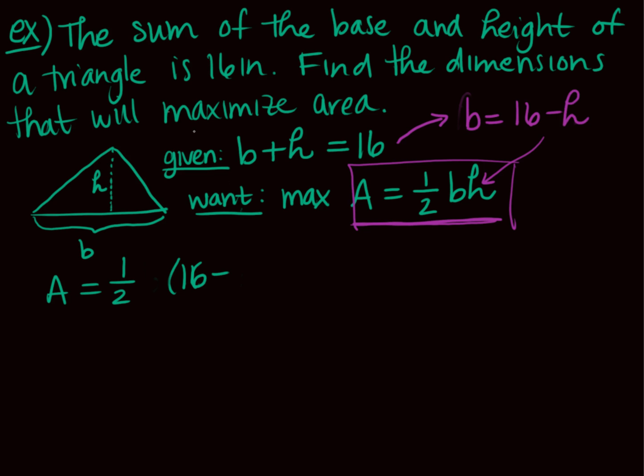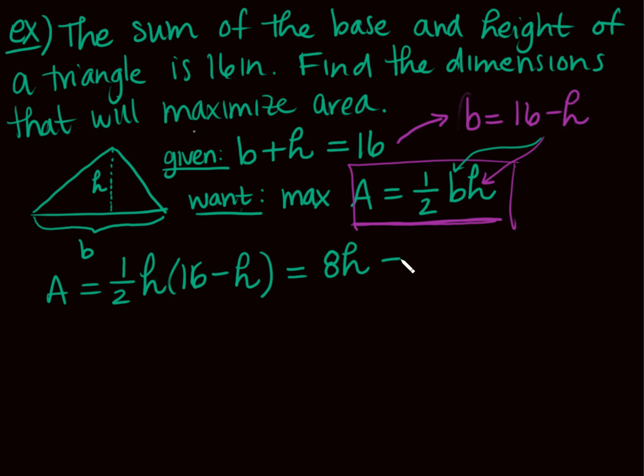That'll be h. So I have 1/2 h times 16 minus h. All I did was solve for one of the variables, we saw this in 9.1, and plug it into the function that I want to find the maximum of.